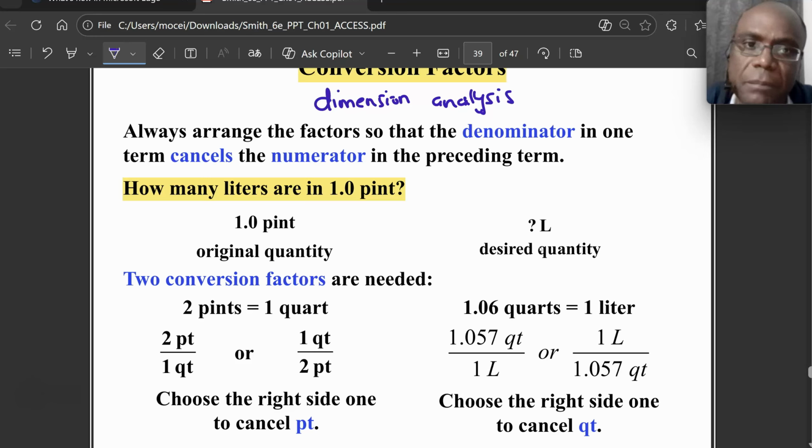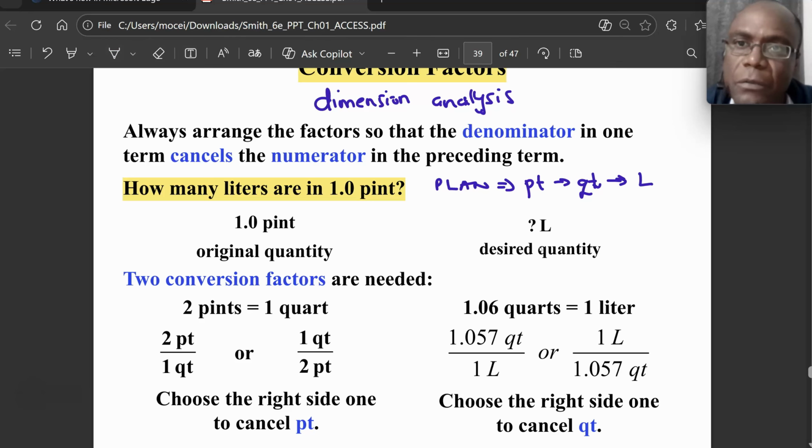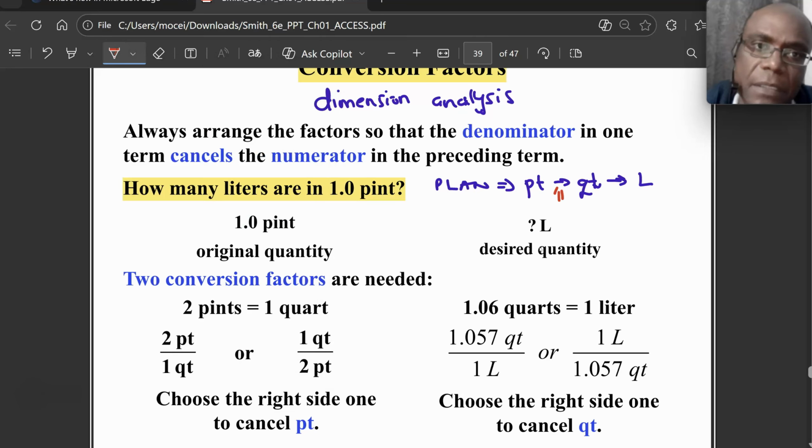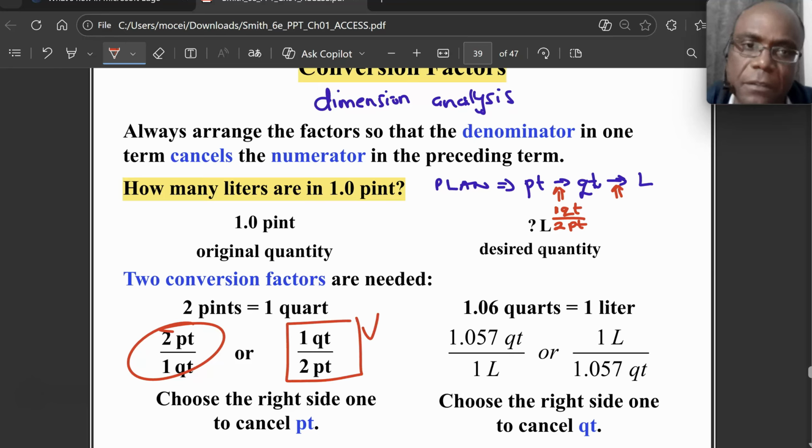The plan here is to convert the pint first to quarts, and then from the quarts we can get ourselves to liters. Any arrow in our plan means we need a conversion factor. What is the conversion factor of pints to quarts? Since we are going to quarts, we say 1 quart is really 2 pints. You don't want to write the inverse of this, because you are going to the quarts. You want this version of the relationship.